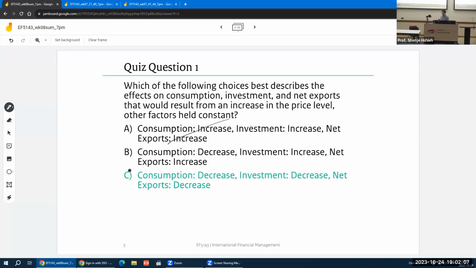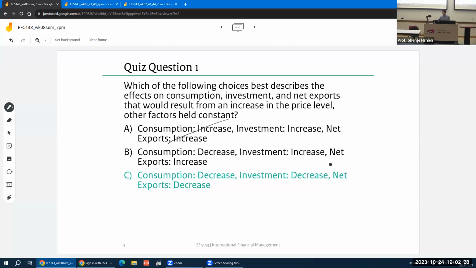Investments. If you have an increase in price levels, then for some things such as asset prices, right? If certain tangible assets become more expensive, then it's harder to make those investments. If that doesn't make too much sense, don't worry. We can always look at the last choice, right?